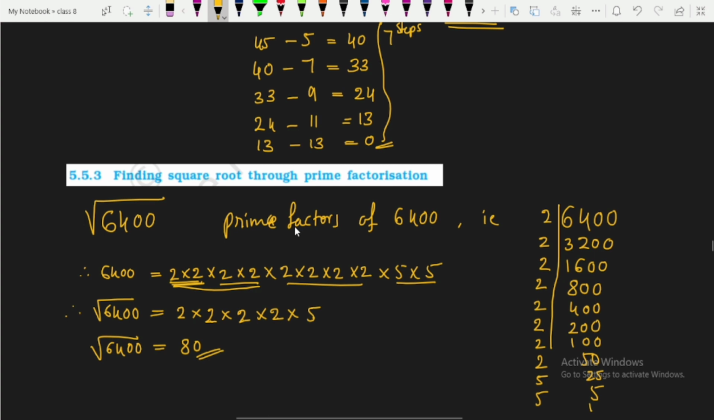So how are we going to find the square root? By prime factorization. If it is a perfect square number, its factors will come in pairs. So first you find the prime factors, then put the square root symbol here. From each pair you write one number, and its product will be the square root. The square root of 6400 is 80. In this way we find the square root of a given number. That is, one is the repeated subtraction method, and the second is finding the square root by the prime factorization method.